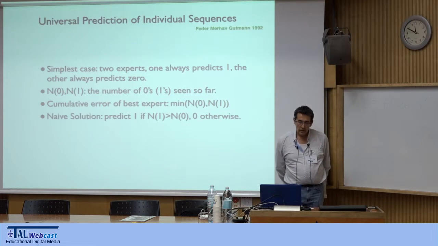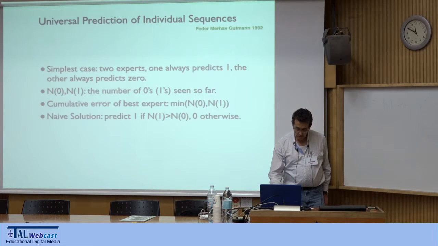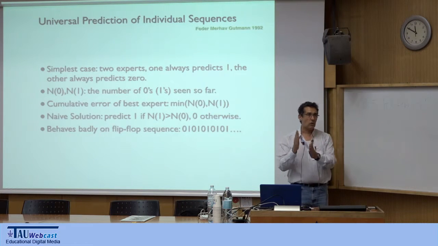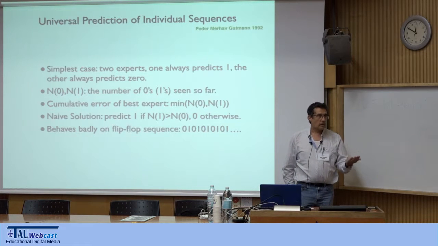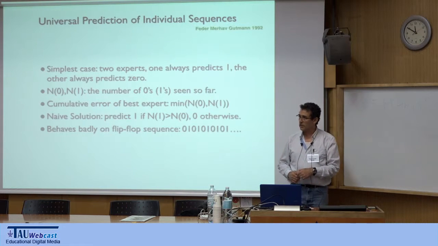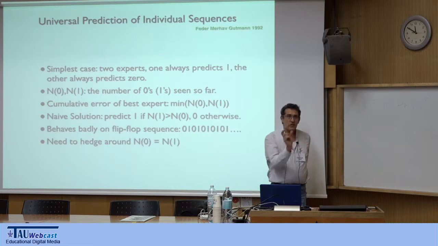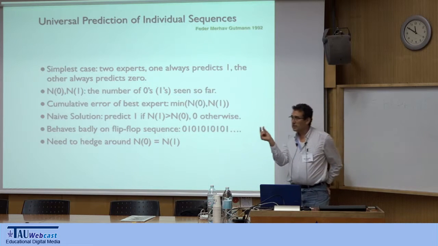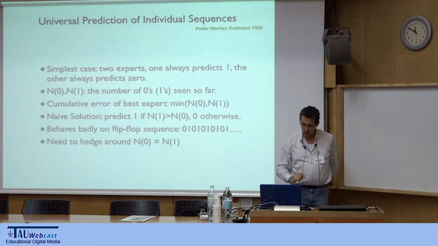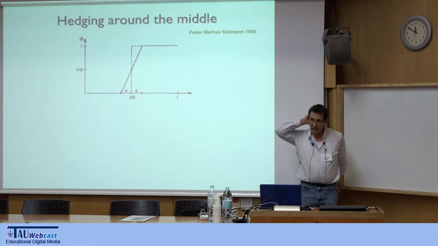And the naive solution is, let's just always go with the best expert so far. But that's actually a bad idea because of what I call the flip-flop sequence. Suppose the sequence is 1, 0, 1, 0, 1, 0, 1, 0, then at every iteration, the best expert right now is going to be the bad expert next time. So you're going to do much worse than the best expert. You need to hedge somewhere in the middle. That's the basic intuition. If you have the number of zeros more or less the same as the number of ones, you need to play randomly.